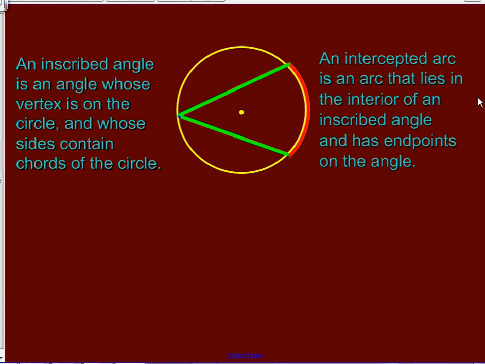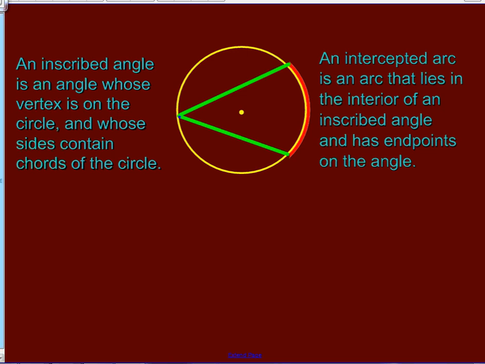All right, and we have something that's created from an inscribed angle, and that's called an intercepted arc. And this intercepted arc is actually an arc that lies in the interior of an inscribed angle and has endpoints on the angle, and it's highlighted here in red. So this is an intercepted arc. Okay, so it's an arc, which we know what arcs are, and it's being intercepted by this angle, basically. So if you understand those two vocabulary words, you're going to do great.